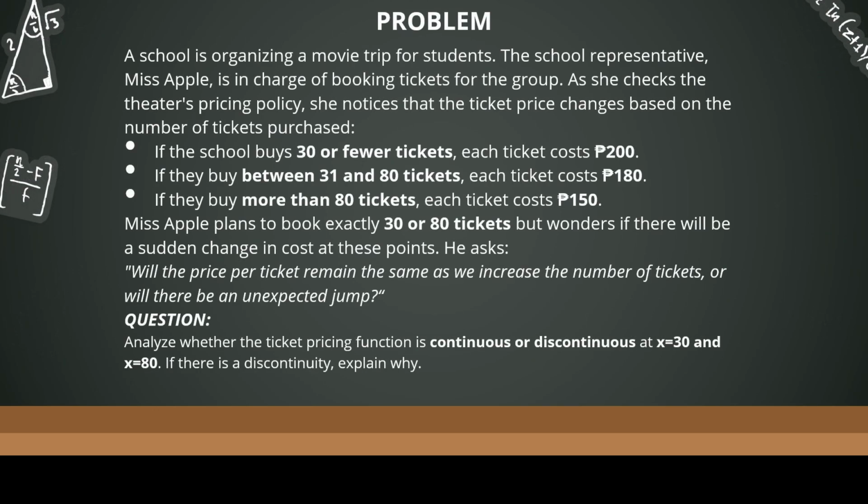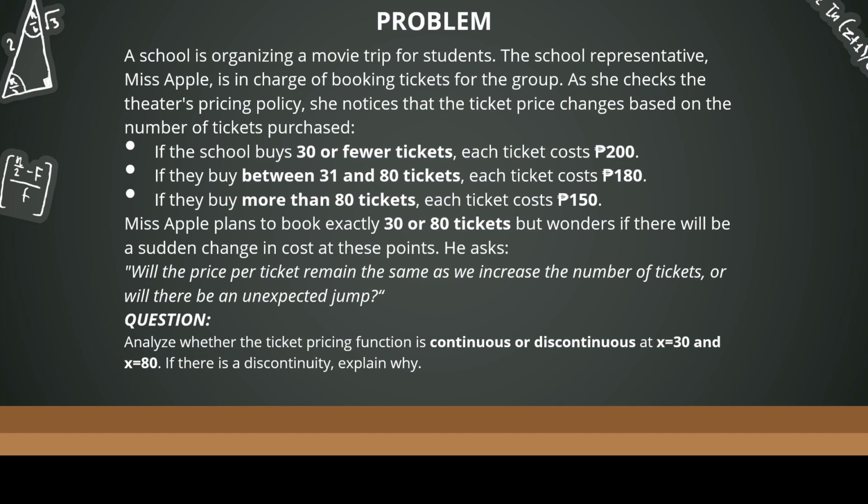Problem. A school is organizing a movie trip for students. The school representative, Miss Apple, is in charge of booking tickets for the group. As she checks the theater's pricing policy, she noticed that the ticket price changes based on the number of tickets purchased. If the school buys 30 or fewer tickets, each ticket costs 200 pesos. If they buy between 31 and 80 tickets, each ticket costs 180 pesos. If they buy more than 80 tickets, each ticket costs 150 pesos. So Miss Apple plans to book exactly 30 or 80 tickets, but wonders if there will be a sudden change in cost at these points.